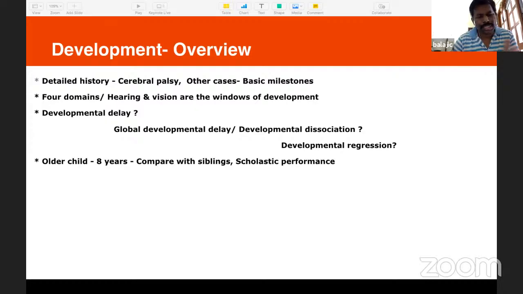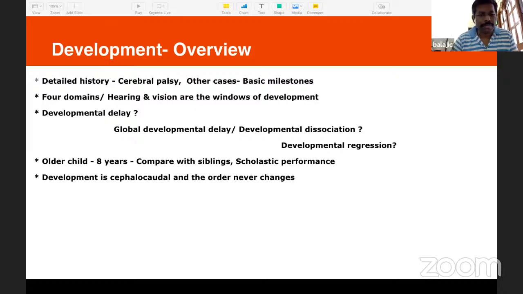So she might clearly say that, comparing with my other kids, the development was regressed, or delayed, or it was on par with the other siblings. So compare with the siblings, and the scholastic performance is a good marker of the development. Okay, how the child is performing in the school. So that is a very important marker which you can present.